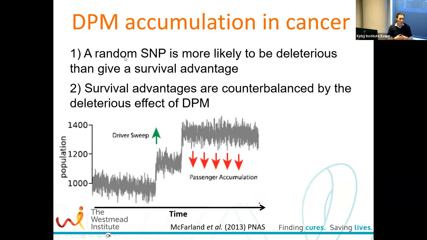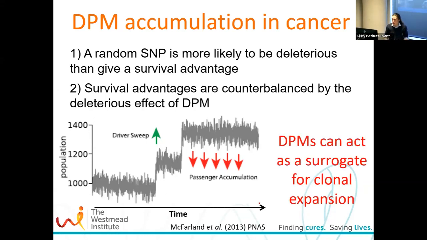So one, any mutation that's randomly acquired is more likely to be deleterious than advantageous. We know that just due to chance, right? There's only so many ways things can go right. And the other thing this depends on is that the survival advantages driven by any driver mutations are counterbalanced by the deleterious effect of these deleterious passenger mutations. So this is work from a US group published in PNAS showing a simulation of what should happen to a subclone when there's a driver sweep and it suddenly expands in population, but as they accumulate these deleterious passenger mutations, it evens out again until the next driver sweep.